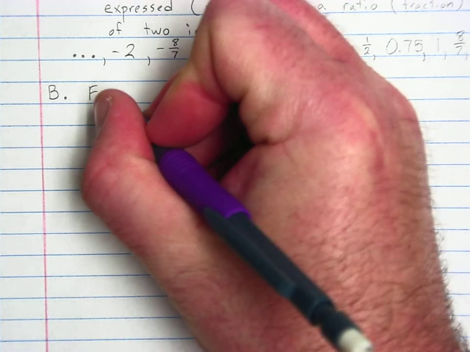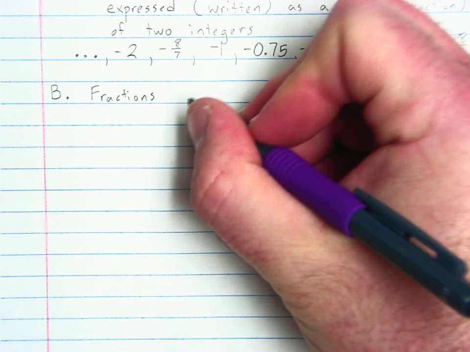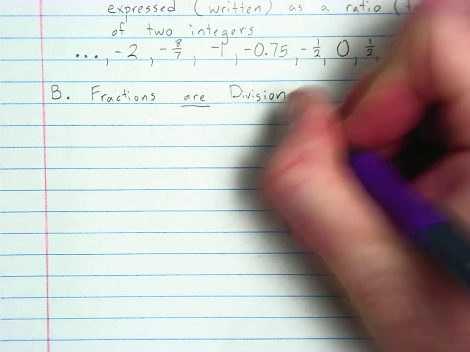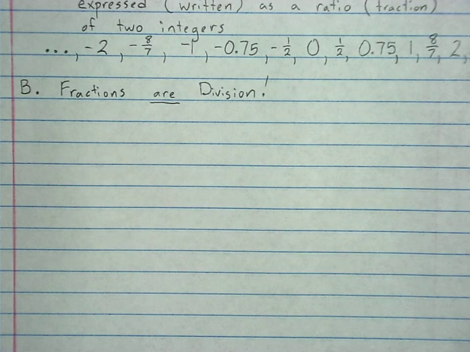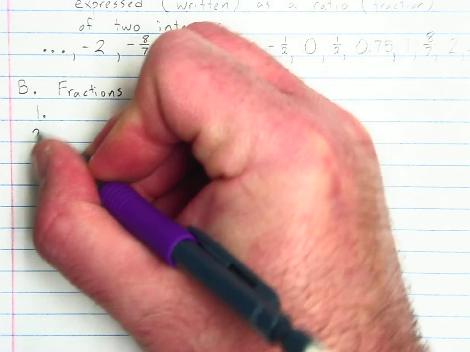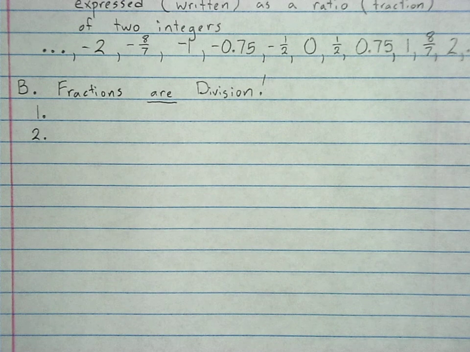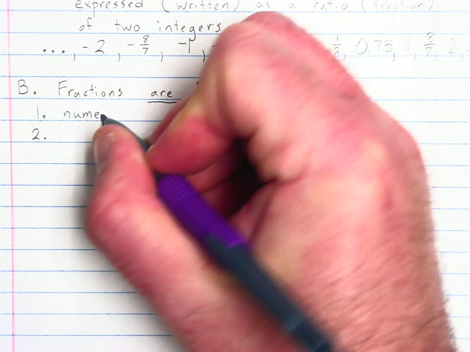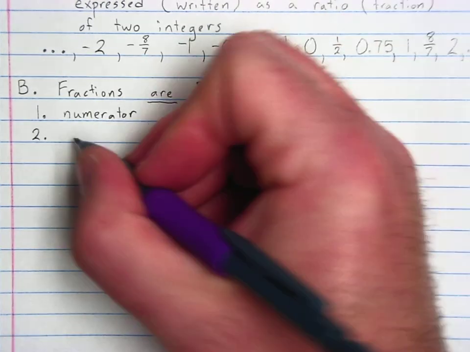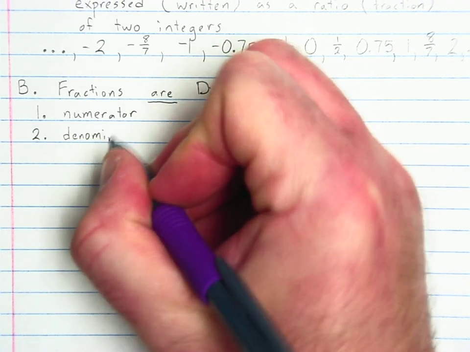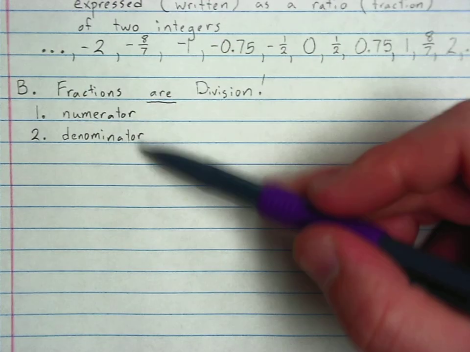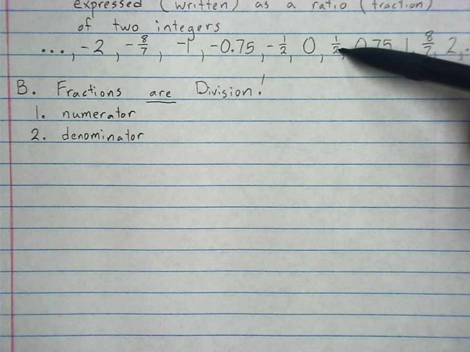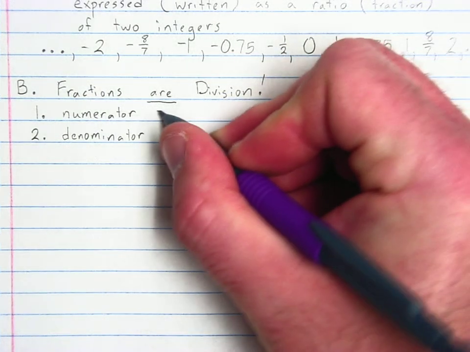Recognizing that fractions are division. Fractions are division. You've got 2 parts of a fraction, just like you have 2 parts initially of a division problem. For a fraction, you have the numerator on top, right? And you have the denominator on the bottom. Numerator on the top, denominator on the bottom. Numerator, denominator.